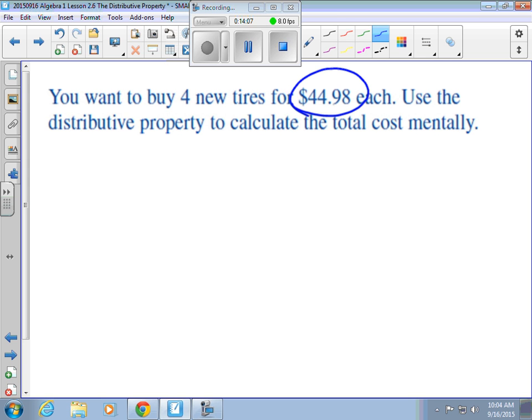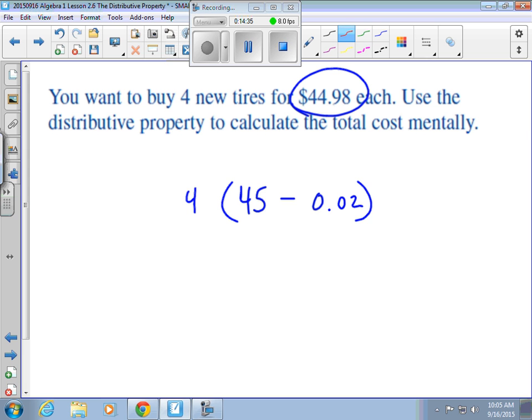You need to ask yourself what number is that close to that you can mentally use. $45 is the easier number. It's even easier than 44 because you'd have to do 98 cents. So 44.98 is 45 minus 2 pennies, minus 2 cents. So 4 times 45 minus 2 cents.